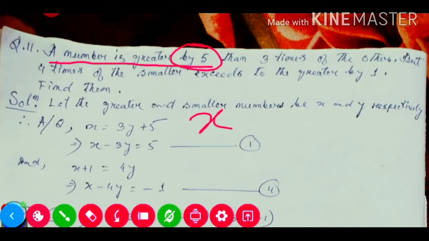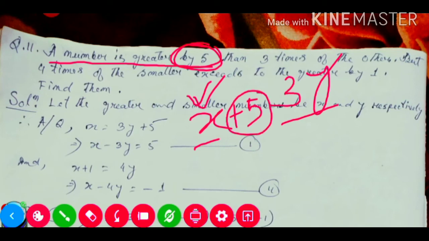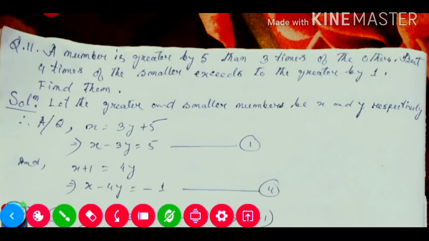So considering the greater number as x and the smaller number as y, according to our question, this greater number x will be 5 more when the smaller number is made 3 times. So x is equal to 3y. Now 5 also more, so we need to add this plus 5 with the smaller number. That time both sides will be equal. So according to the question, x will be 3y plus 5. First we consider the greater number and the smaller number to be x and y respectively.